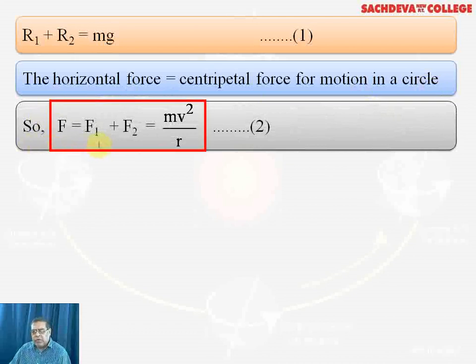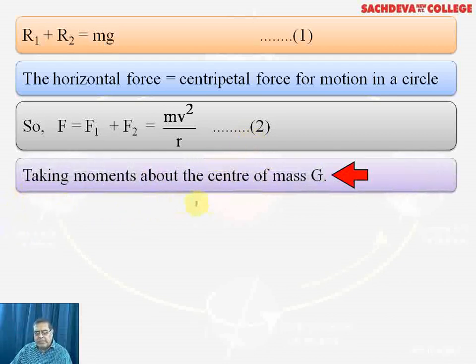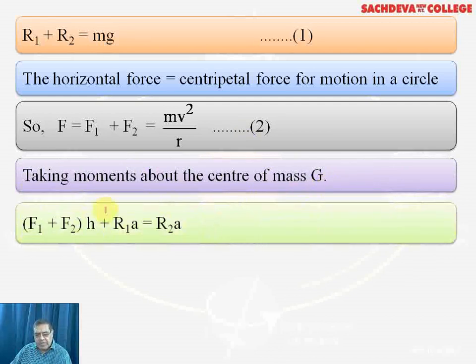Therefore, F is equal to F1 plus F2, and this total force provides the centripetal force, that is mv square over r. So we have formed two equations. One is with F1 plus F2, other is R1 plus R2. Taking moments about the center of mass of the body, G, F1 plus F2 into h plus R1a will be equal to R2a. So we have utilized the two normal reactions and we should get the value of R1 minus R2.